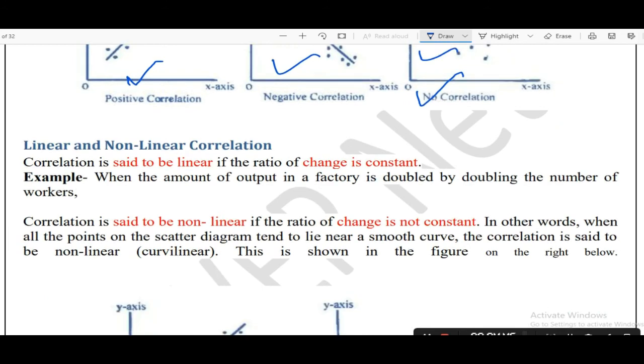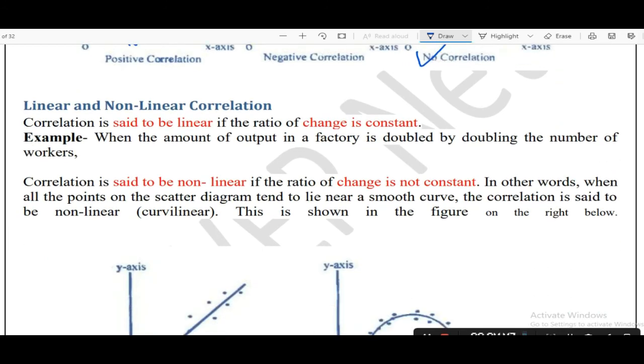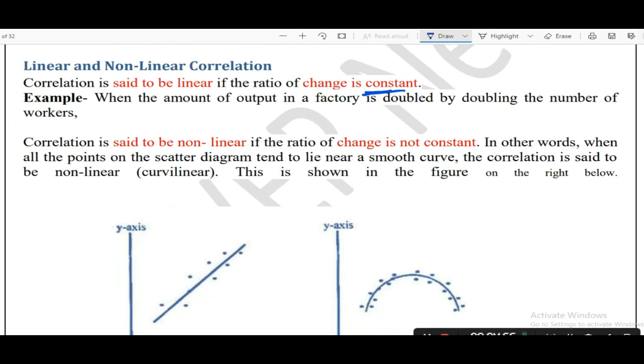Next is linear and non-linear correlation. Basically, correlation is said to be linear if the ratio of change is constant. You can see in this diagram, this is the y-axis, this is the x-axis. If the change is constant like this, the value here, the value here, the value here, then you can easily make a graph that is constant. So that is called constant.